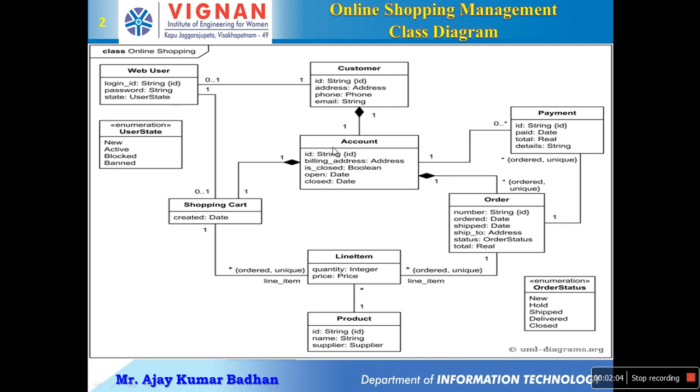If you look at it, this diagram doesn't represent any methods. It has just represented the name of the class followed by the attributes related to that class. But if you know the methods, you can include them. This is just for reference purposes. Looking at this class diagram, the first class we are representing is web user.